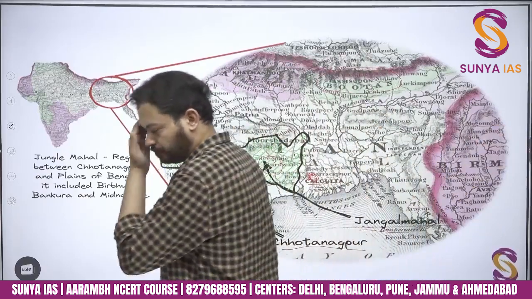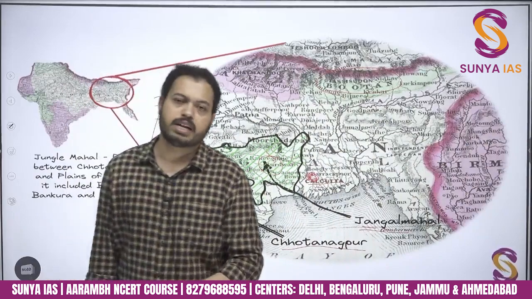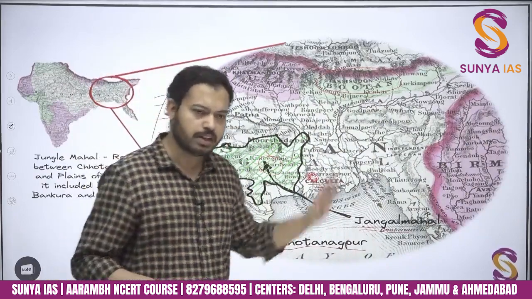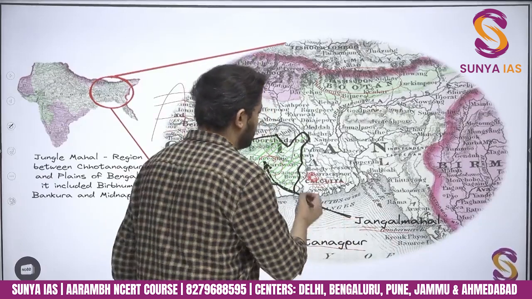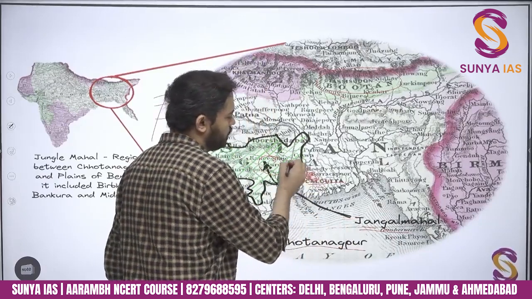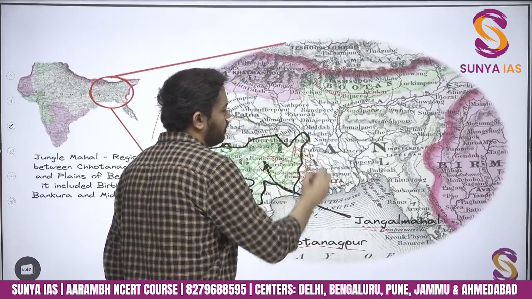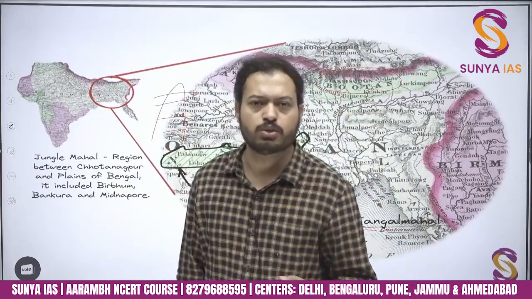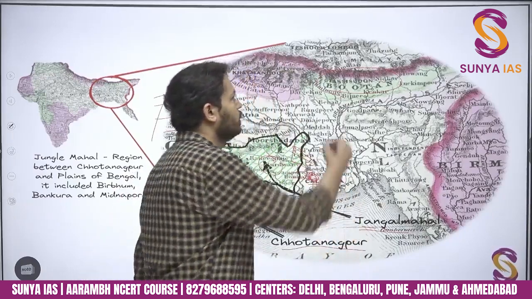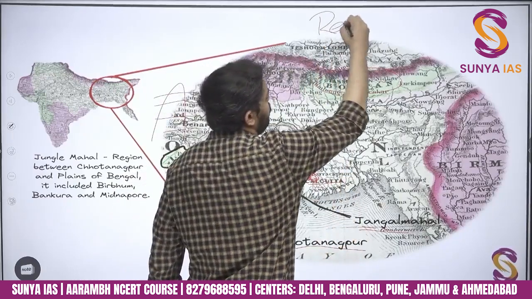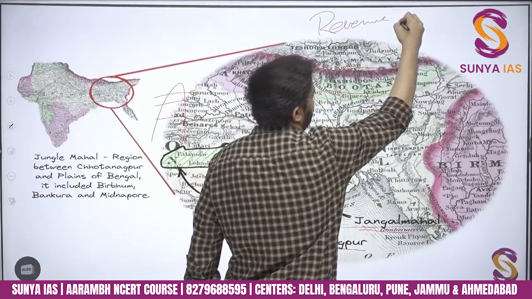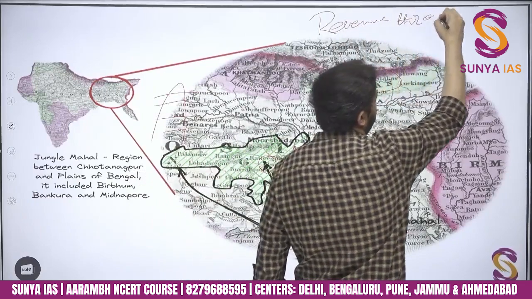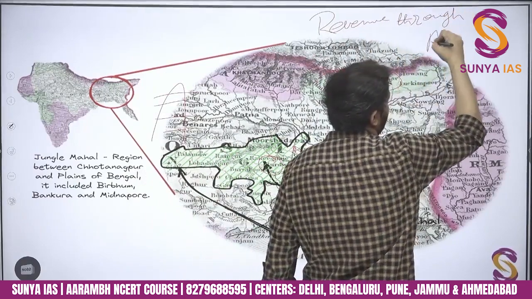Now, understand what happened. We will come to the Santhals, but first of all, understand what happened. When the Britishers started taking over more and more territory, back in these times, there was only one source of income, that was revenue generated through agriculture.